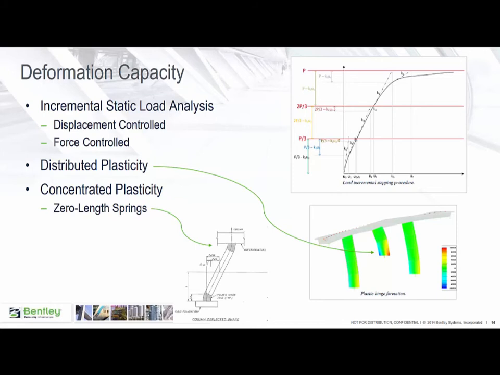A concentrated plasticity approach, typically followed in the US, assigns specific locations of plastic hinges at the top and bottom of columns. This is not being directly implemented in RM Bridge. However, it can be approximated with the help of zero length spring elements.